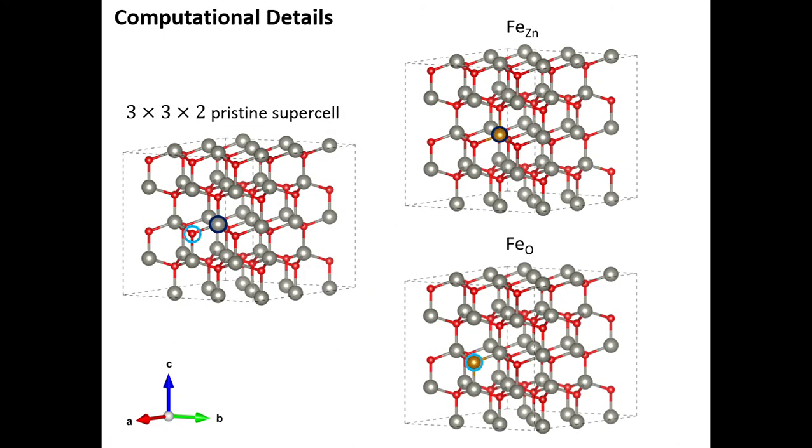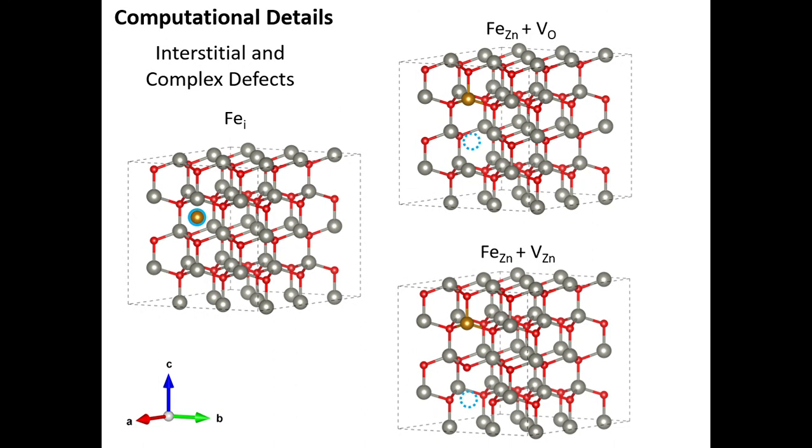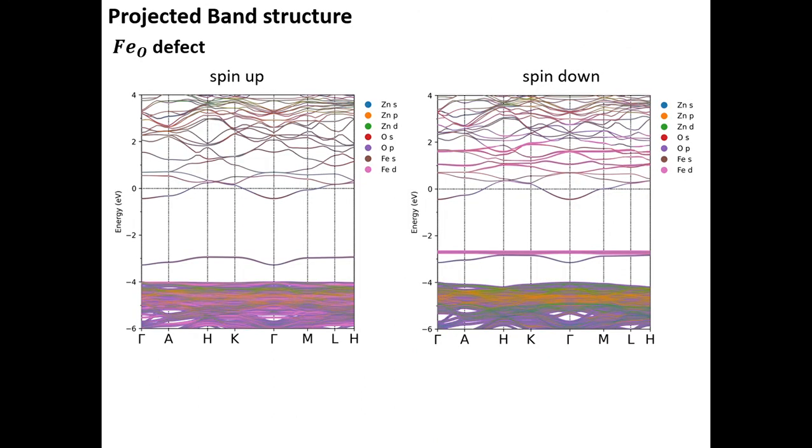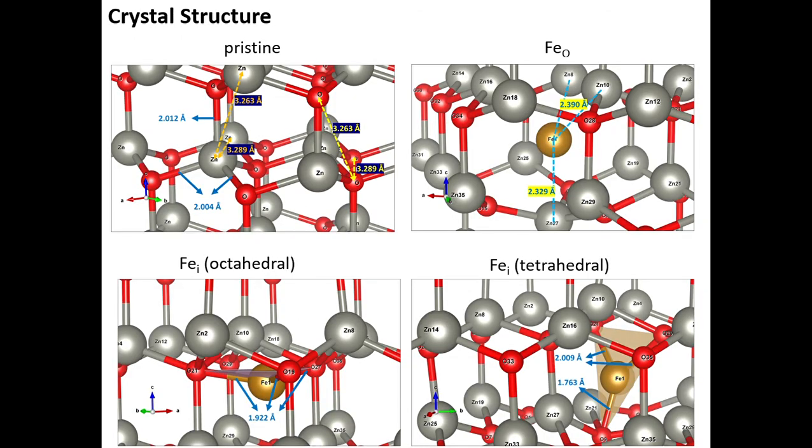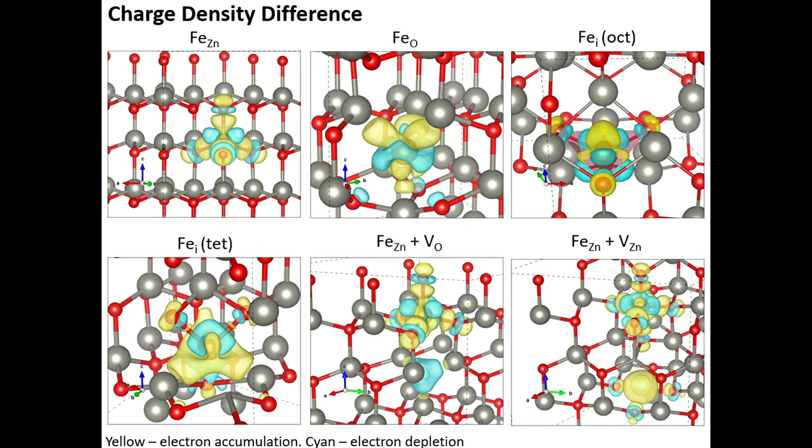Defects include substitutionals, interstitials, and complex defects. Results include the projected band structure, density of states, crystal structure, and charge density difference.